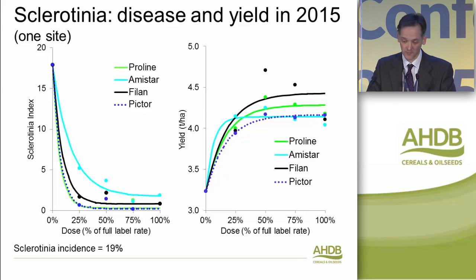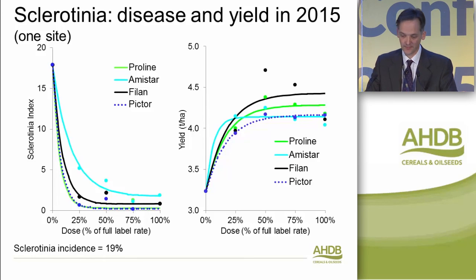When we look at the activity that we saw in 2015, actually it's very similar to what we saw previously. Again, actually reassuring, given that in France there have been reports of boscalid-insensitive isolates of Sclerotinia. It seems that we haven't got them yet here, at least not where we've been testing. Phelan, Pictor looking very good there. Proline and Pictor actually overlying in terms of Sclerotinia index. And good yield responses there from all products. You'd probably struggle to separate them based on that information.